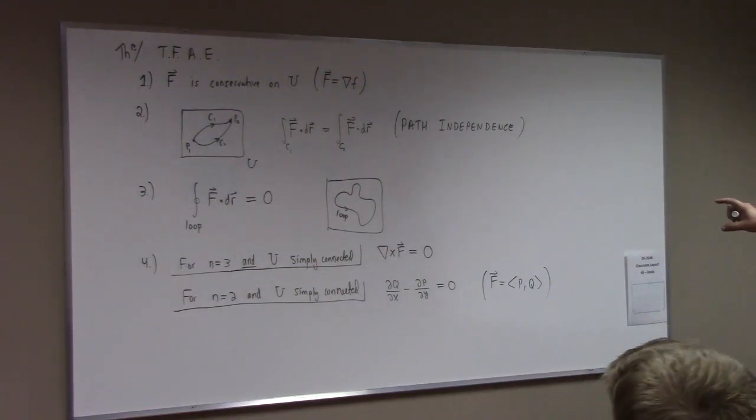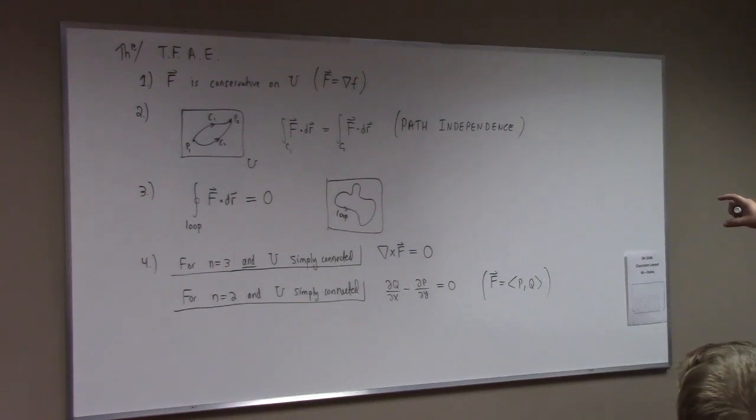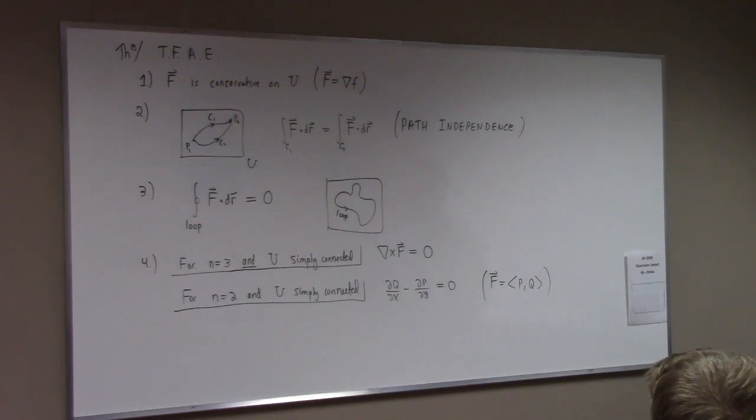Now, if you drop that condition of simply connected, it's possible to have vector fields which have curl 0, or meet this condition, partial Q partial x equals partial P partial y, and yet are not conservative because of topological defects in the domain. I'll show you an explicit example. If you haven't seen that before, it's okay. I proved these are equivalent in my calculus 3. You may or may not have seen any of that. I don't know.